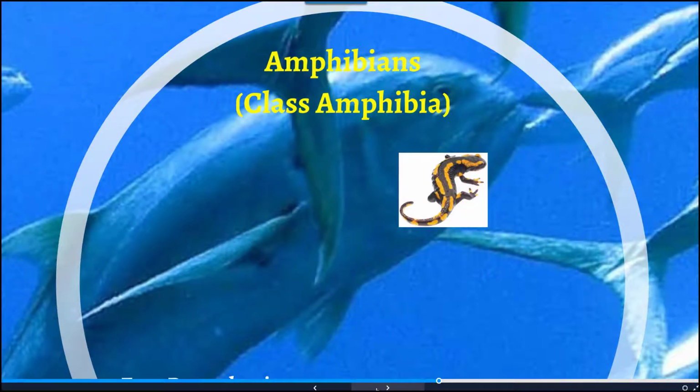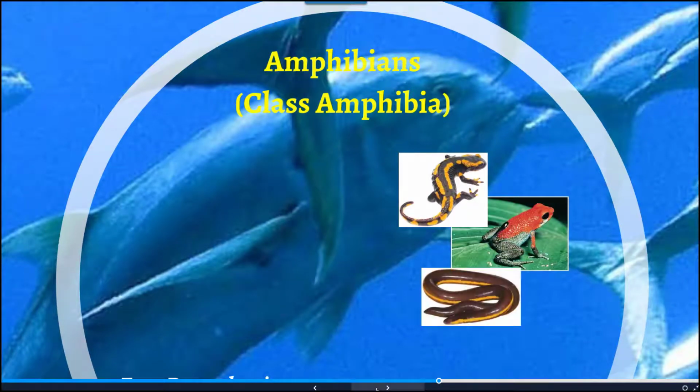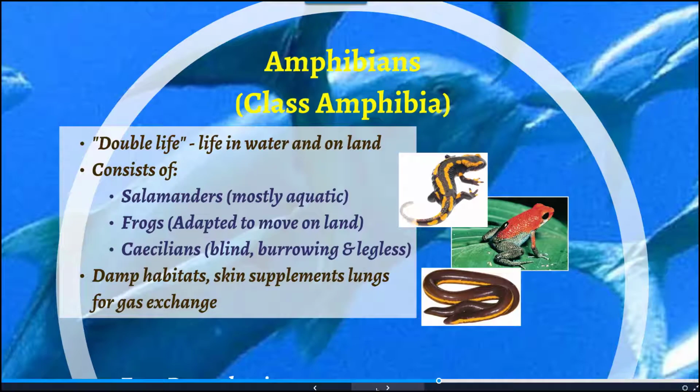Amphibians, or class Amphibia, are going to consist of salamanders, frogs, and caecilians. These organisms have something called the double life, which is a life in the water and on land. And there's varying degrees of time that they have to spend in an aquatic environment versus on land. There's also quite a bit in terms of their habitat that differs. For instance, the caecilians are going to burrow. They look like a snake, but they're just legless amphibians, and they're going to burrow into the sediment.